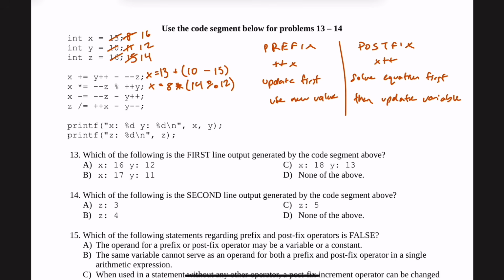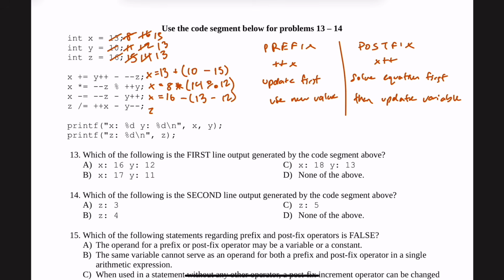There's no postfix, increment, or decrement in this line of code, so we can move on to the next one. X is equal to the current value of x minus z, so update first, minus y plus plus, so we can use the current value. X is equal to 16 minus 13 minus 12, 16 minus 1, x is going to be 15. Before we move on to the next line, we have to do our postfix increment of y.